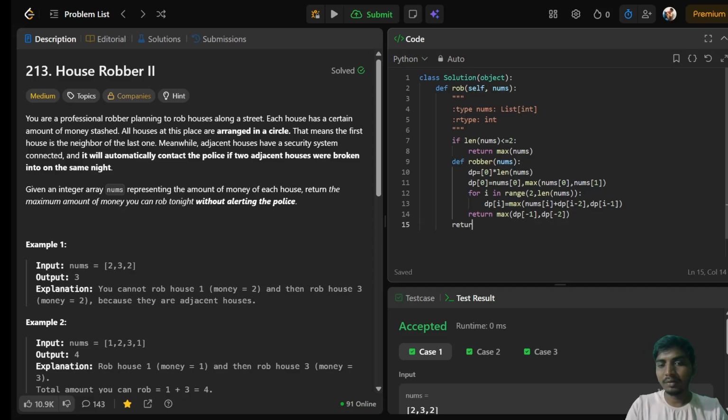I will call the function for both cases. Start from 0 and end ignoring the last house, or otherwise the robber can start from the second house.